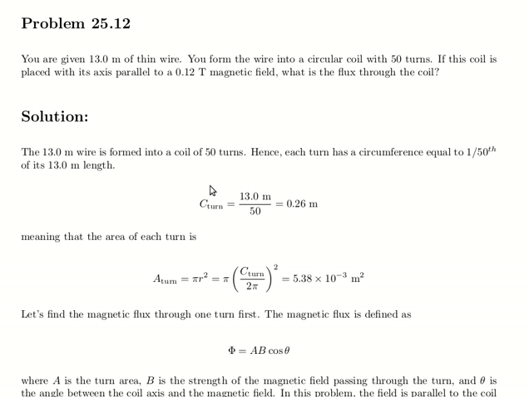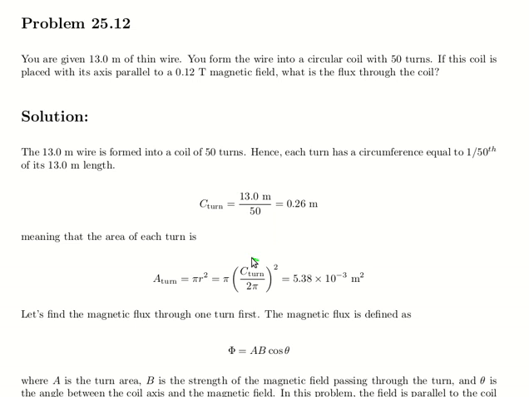And therefore we want the area of the coil, and we're given the magnetic field strength so that we can calculate the flux. The circumference of each turn is going to be the length allotted to that turn, 1 out of 50, which means that the circumference of each turn is going to be 1/50th of 13 meters, or about 0.26 meters, 26 centimeters. It's then easy to calculate the area, which is pi r squared.